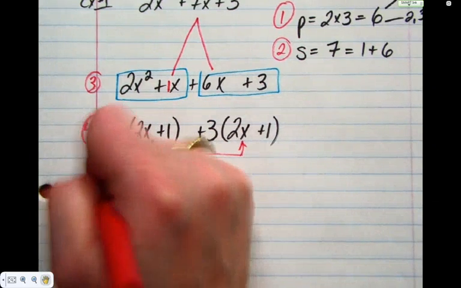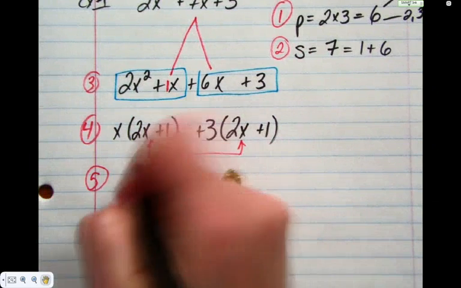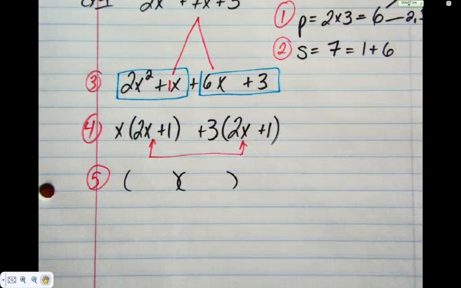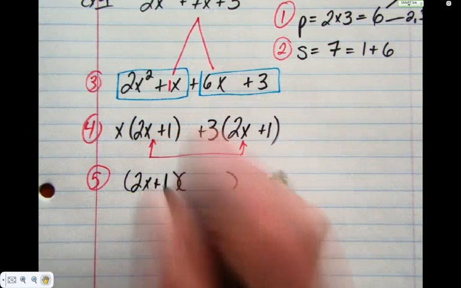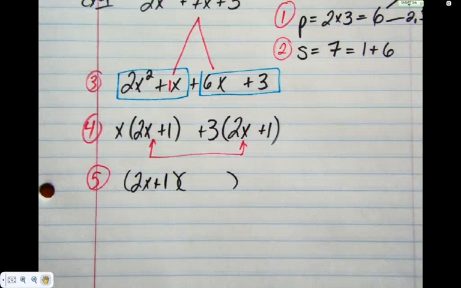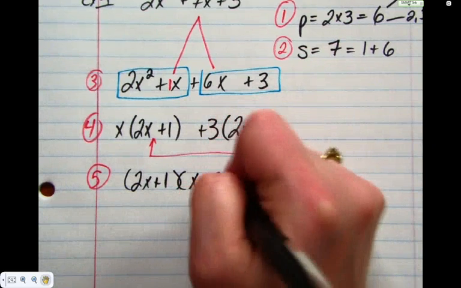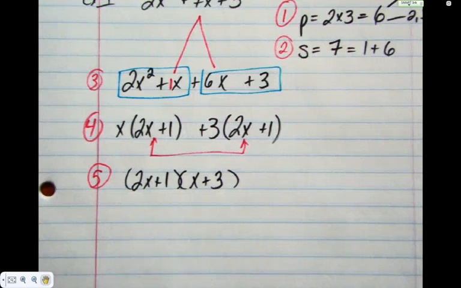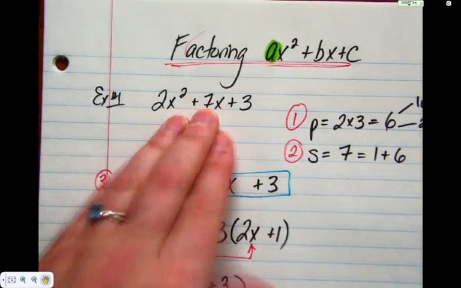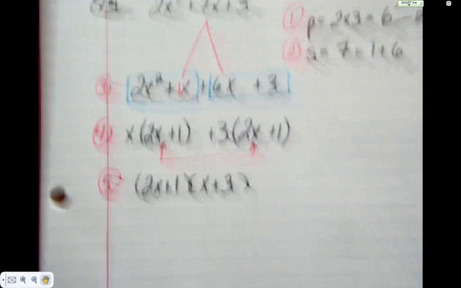Step number 5, answer is 2 binomials. The first binomial is the common one, or the matching one. And x plus 3. We just take the 2 common factors, slap them together for the second one. Could we check it? Sure. How do we check any of these questions? Foil it. This has to be your answer. If this isn't your answer, you've done something wrong.